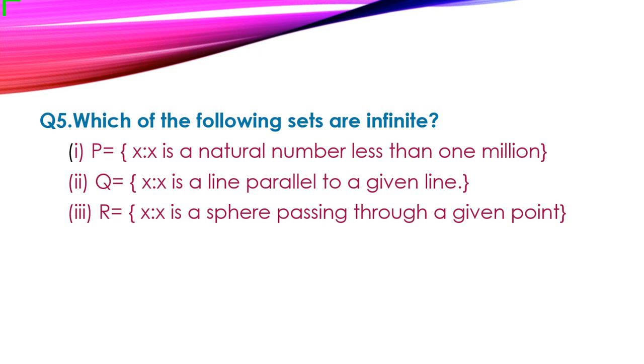Next, R is equal to x such that x is a sphere passing through a given point. Okay, it is also simple and just a revision of class 10 geometry concepts. If you are given a point and you are asked to find the number of spheres passing through that particular point, what will be your answer? Obviously you will be getting an infinite number of spheres passing through that particular point, right? So that means your set R will be an infinite set, right students? So the infinite sets are Q and R. P is a finite set. I hope the concept is clear.